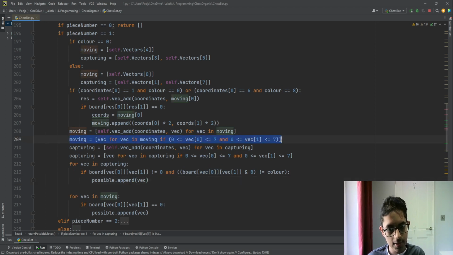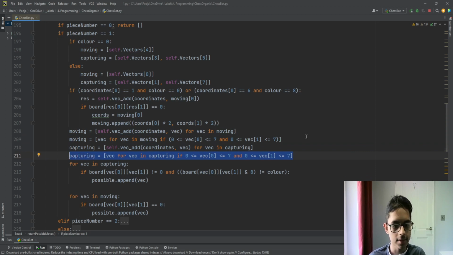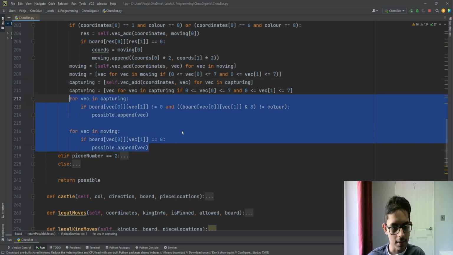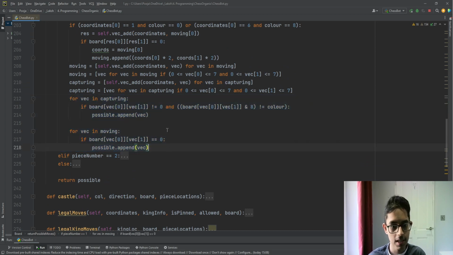Now, if you notice, we have these list comprehensions for both moving and capturing. The reason for this is we just ensure that all the moving and capturing vectors are indeed on the 8x8 grid. So we check if the moving and capturing follow the 7x7 pattern. And then finally, for capturing and for moving, we append it to the possible moves of that particular piece, which in this case is the pawn.